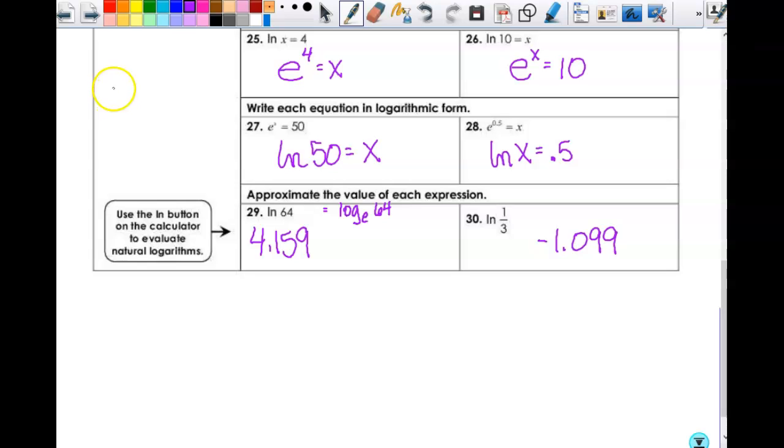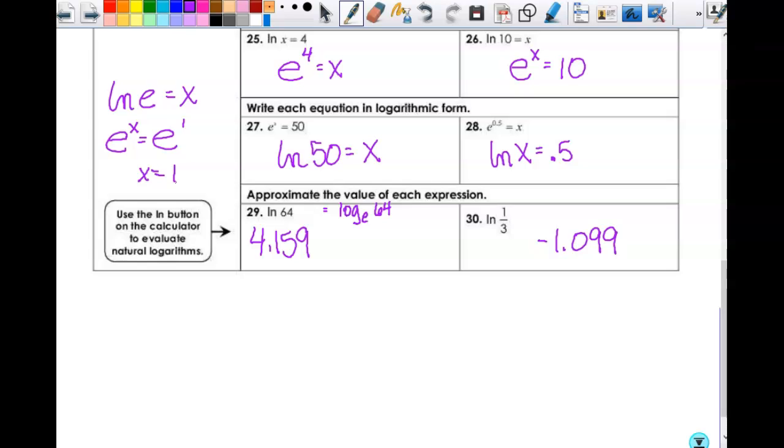Oh, yeah. Look, if I say the natural log of e equals x, what's the base here? E. So if I rewrite it exponential, I'm going to get e to the x power equals e to the first, so x equals 1. So the natural log of e is 1. Okay?